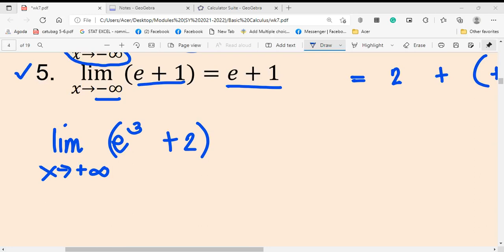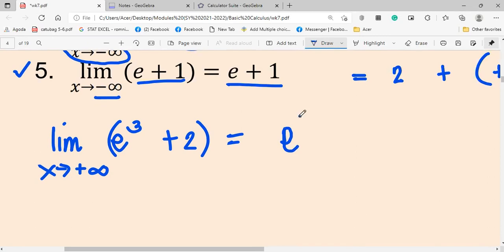I give you 10 seconds only. What is the limit of e raised to 3 plus 2 as x approaches positive infinity or x keeps on increasing? May I know your answer? 10 seconds. Okay, the answer here is that constant. The answer is the constant itself, e raised to 3 plus 2. Okay, that's constant function.